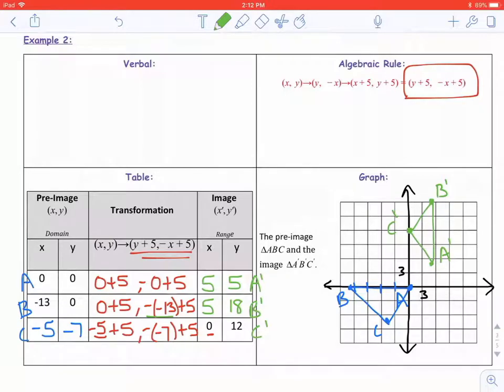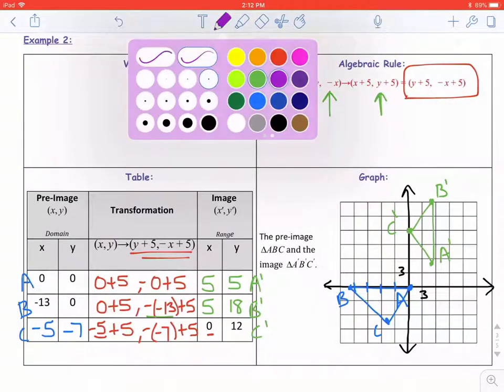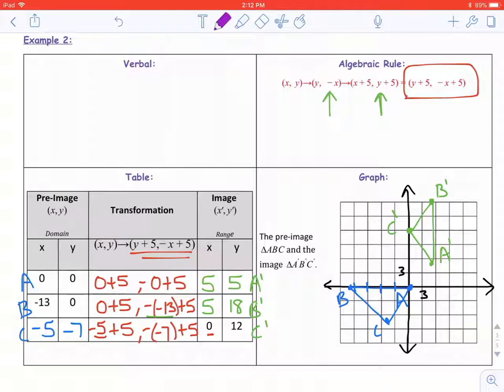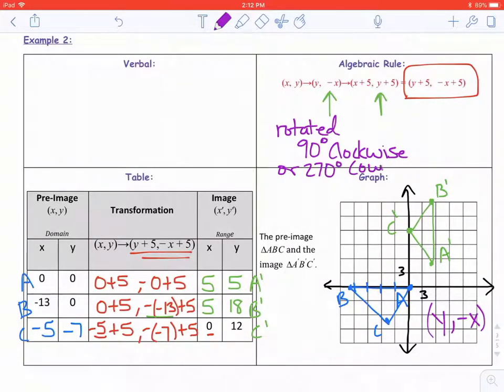Alright. So now it looks like from our steps that went along with our algebraic rule, we can kind of tell what happened, so we'll be able to write our verbal description. If we have y negative x, that means that we had a rotation of, it rotated 90 degrees, because it would be y negative x in this fourth quadrant, or you just have to memorize those rules. So it rotated 90 degrees clockwise, or 270 counterclockwise. Either one would be okay, but you need to name one or the other.